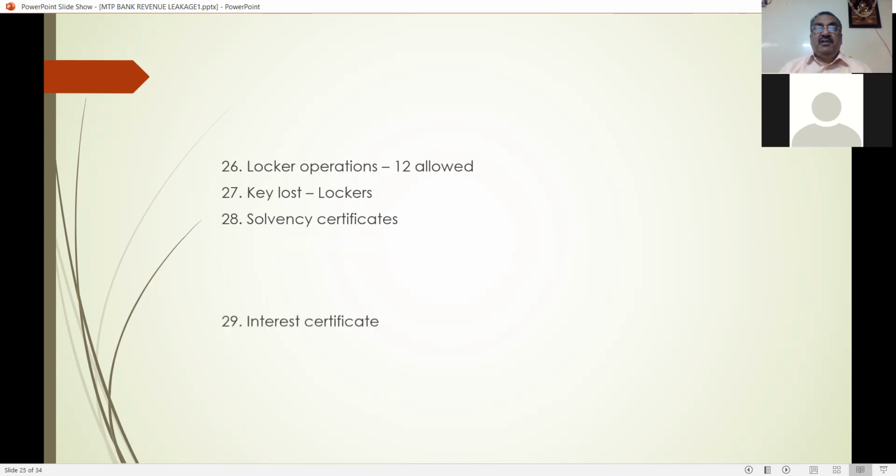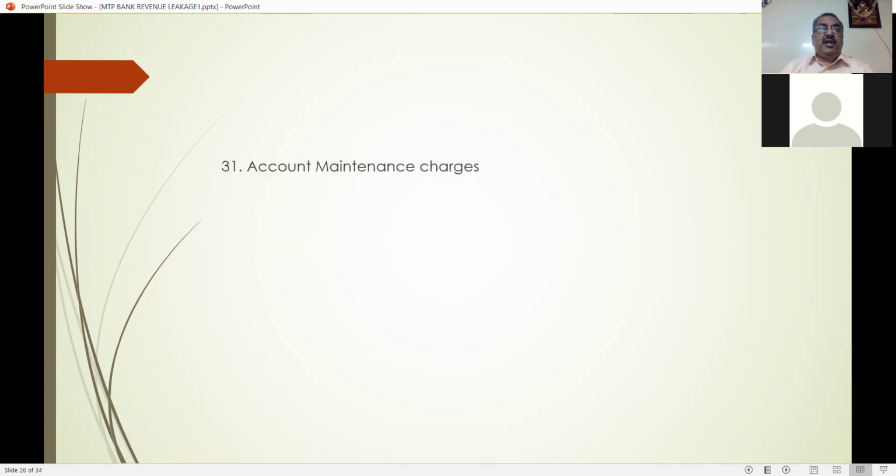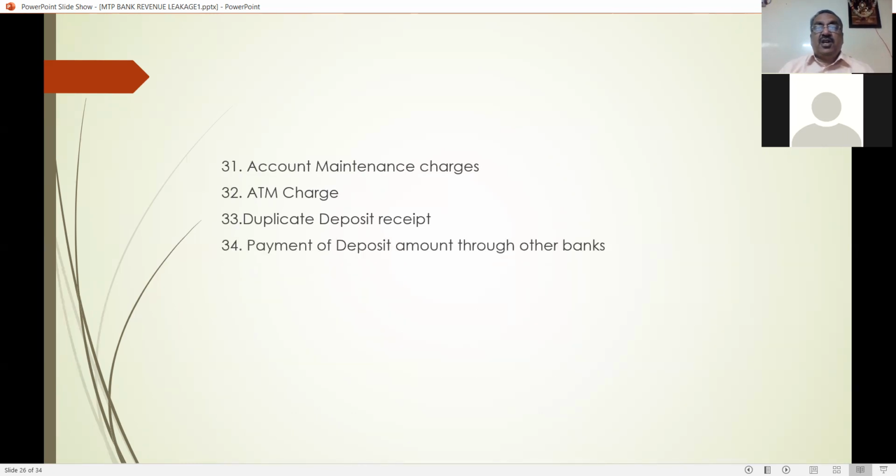And solvency certificate, this we already discussed. Interest certificate: if you want an interest certificate, they give it only once, and if you want another interest certificate, they will charge. And remittances of RTGS and NEFT, for that also they are charging. For account maintenance charges, that is folio charges, they are doing it. And ATM charge: suppose you have an ATM card, there also they charge some commission. And if you have misplaced the deposit receipt and want a duplicate deposit receipt, for that also they charge some fee.